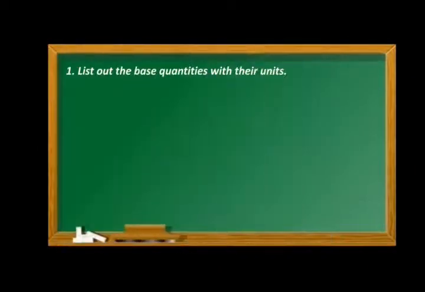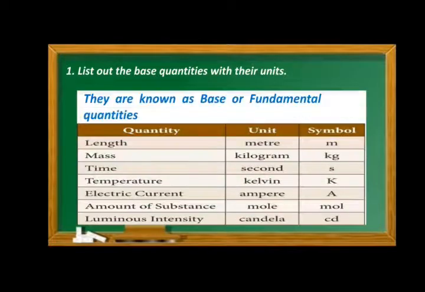Here we have the question: list out the base quantities with their units. We have totally 7 base quantities. Length, SI unit meter, denoted by small m. Mass, SI unit kilogram, denoted by small k, small g. Time, SI unit is second, denoted by small s.